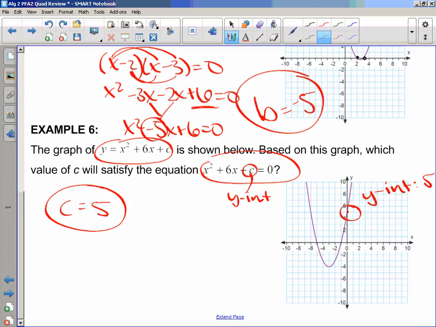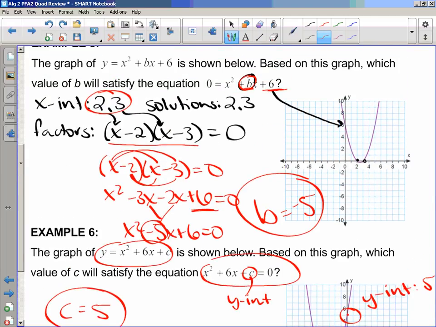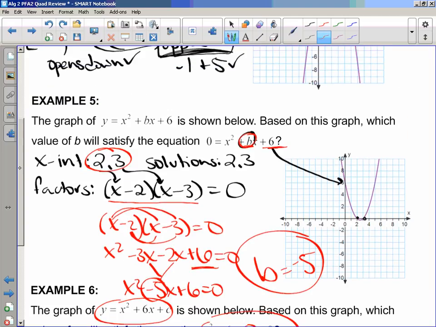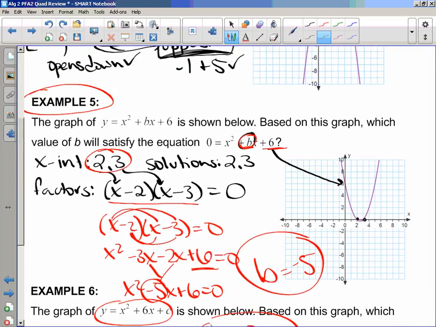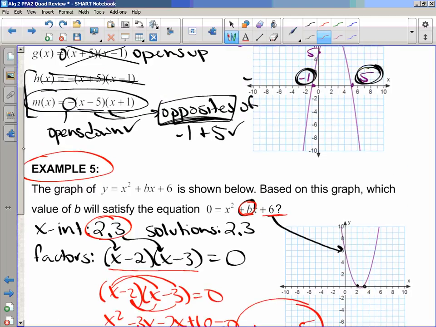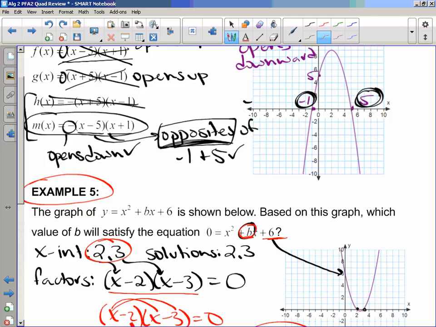Boom, done. I would say of all these examples that I did, the one that's probably the most difficult is going to be this example 5. If that one just blew your mind, I would suggest pausing, rewinding, listening to that solution a couple different times until it locks in. Remember, what I really want you to remember is that factors are opposites of solutions and x-intercepts.